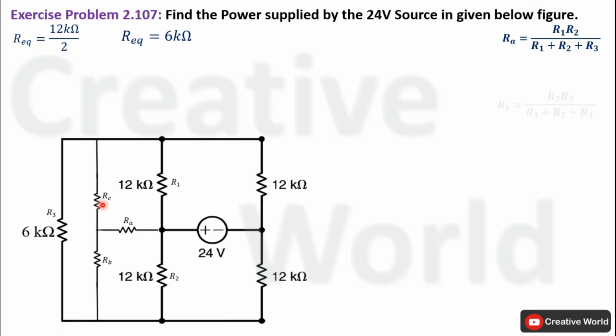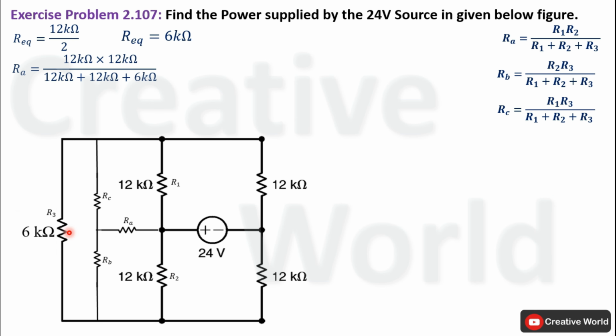We will use these three equations to convert delta into star. For that purpose, we have labeled these three resistances as R1, R2 and R3. Now in order to calculate RA, we will multiply R1 and R2 together and divide by the sum of these three resistances. RA will be equal to 12 kilo ohm multiplied by 12 kilo ohm divided by the sum of three resistances connected in delta configuration. So the value of RA will be 4.8 kilo ohm.